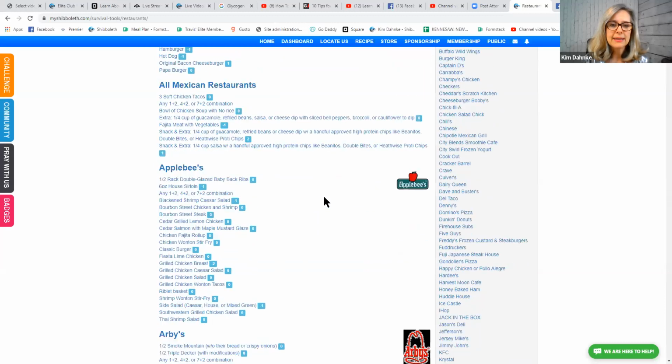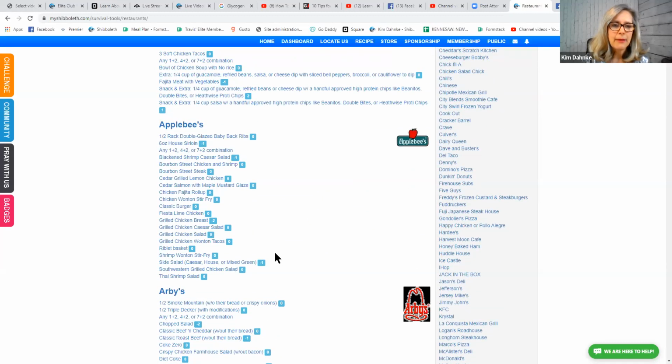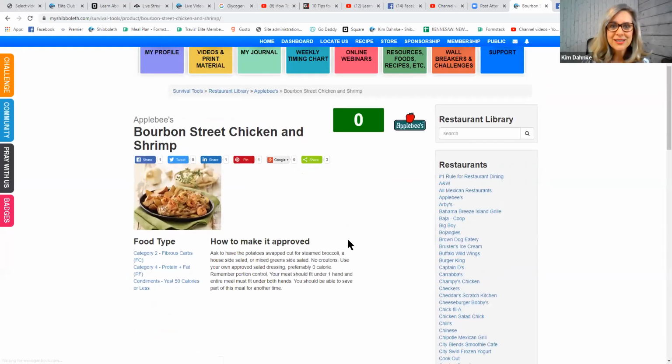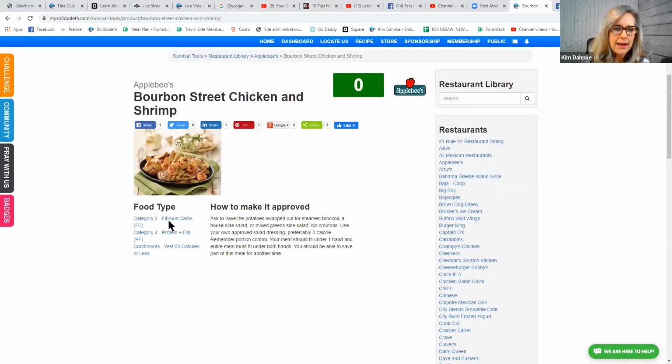But let's say that we want to go to Applebee's and we want to eat this blackened shrimp. Well, let's see. Let's do this Bourbon Street chicken and shrimp. First of all, that shows you can have chicken and shrimp together. And here you go. It shows you that you're going to have fibers, carbs with it. You got a 4 protein plus fat, and you're going to have some condiments in there.